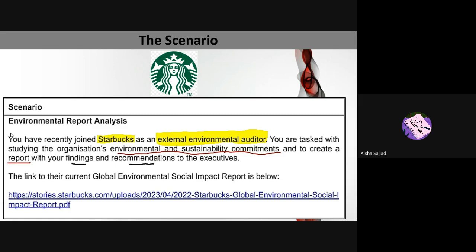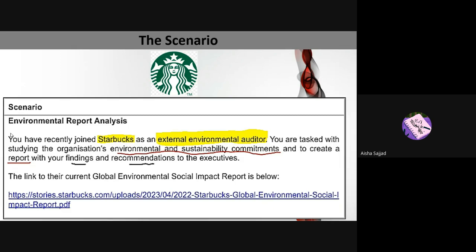Okay, so the basic task that they have assigned you is that you will have to study, you will have to analyze, you will have to observe the environmental and sustainability commitments of Starbucks. They want you to see and observe how the organization, that is Starbucks, is doing when it comes to its environmental and sustainability goals. Has it been able to come up to the mark or not? They want you to report to them. They want you to come up with certain findings, certain recommendations, and certain suggestions on how they can make their environmental and sustainability performance better.